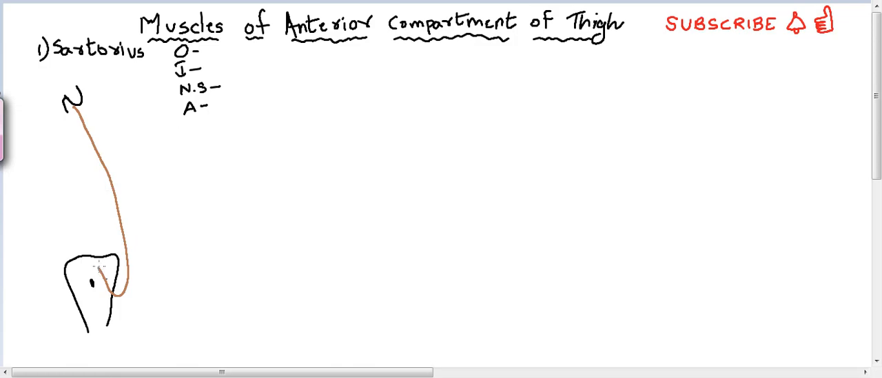The insertion is like a hockey stick like insertion. You can draw like this and then turn it around like this. So this is the insertion. This is the origin: anterior superior iliac spine and the notch below it. Insertion, upper medial surface of the tibia, like a hockey stick.